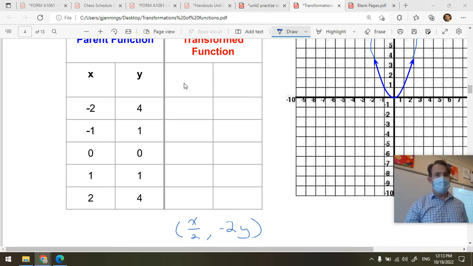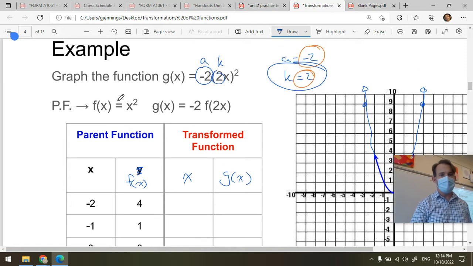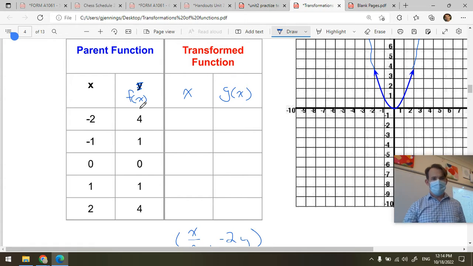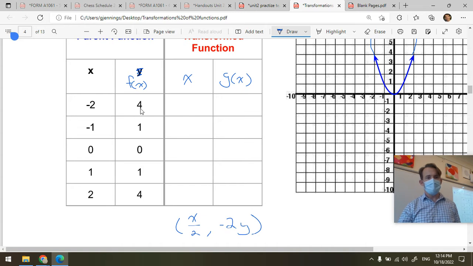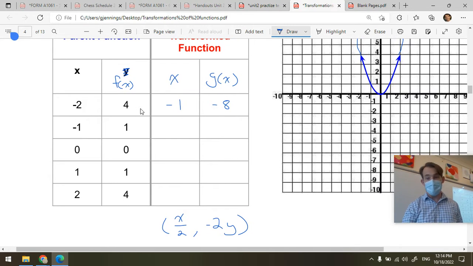So for the new transformed function, this is g of x, I believe. Instead of saying y, you could also say f of x. It's our parent function, right? G of x is that, and our parent function is f of x equals x squared. So let's apply this transformation point to all of these. First, this 4 is a y value. It gets multiplied by negative 2, so that maps to negative 8. This negative 2 gets divided by 2, so that gives us negative 1. Now let's put the point negative 1, negative 8 on our parabola.